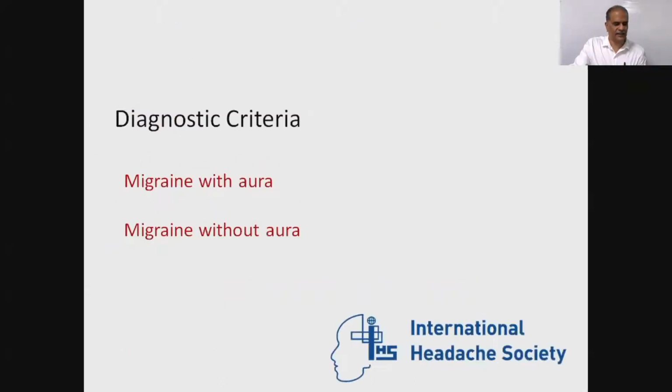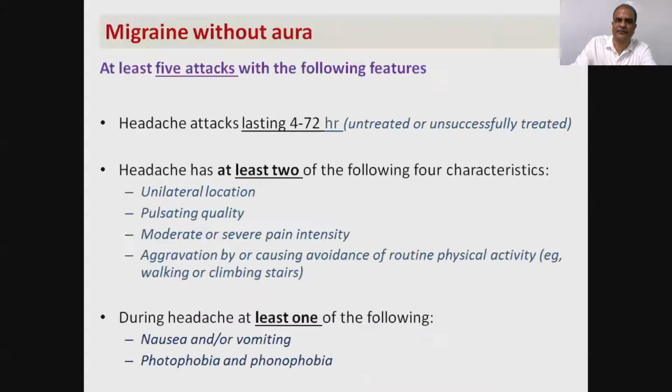Now, if you look at the diagnostic criteria laid down by the International Headache Society, we can have migraine with aura or migraine without aura. And there are strict criteria for diagnosing them. So when you say there is a patient with migraine without aura, also called common migraine.